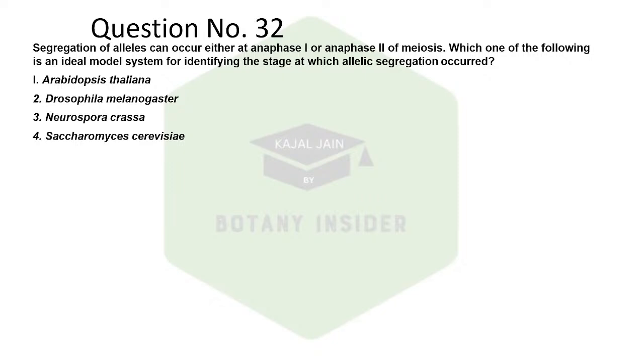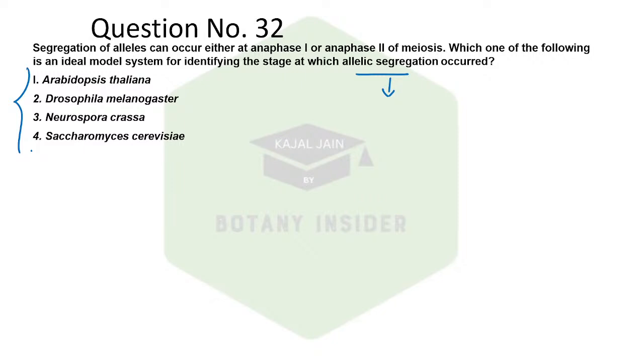Segregation of the alleles that occurs either at the anaphase 1 or the anaphase 2 of the meiosis, which is the ideal model system that is utilized for studying the allelic segregation? Very, very simple and a very straightforward question. Remember about this particular question, and it's something that if you read the syllabus of the genetics unit, you'll get it. It's so simple. Segregation of the alleles that can occur either at anaphase 1 or anaphase 2.